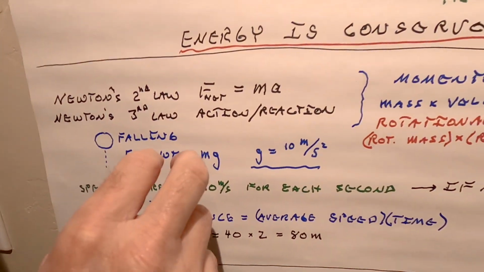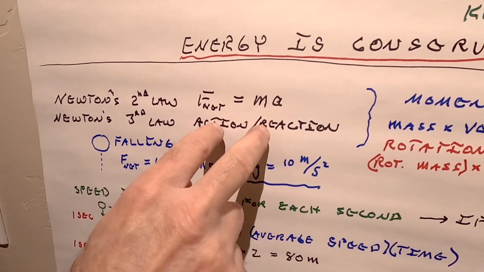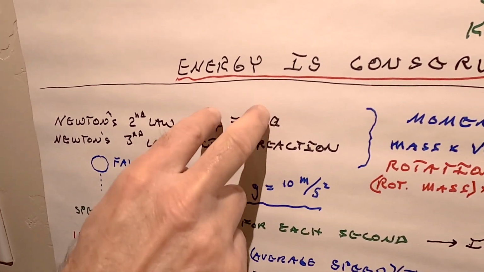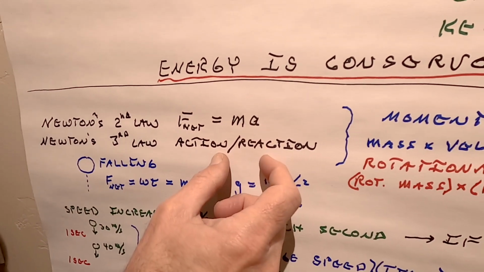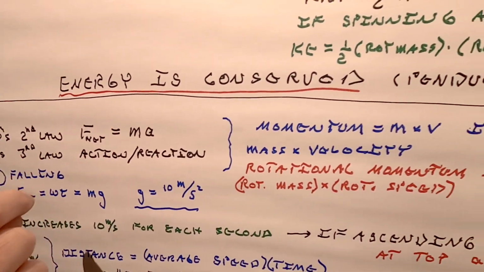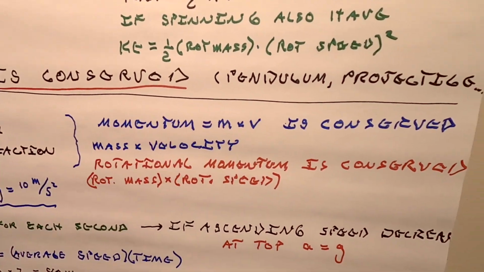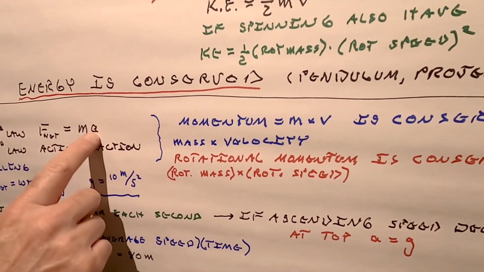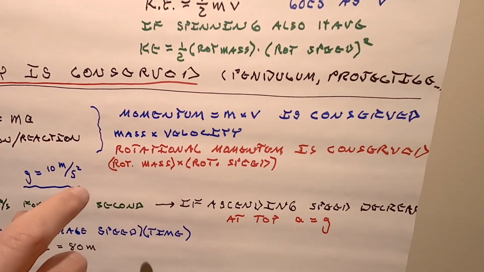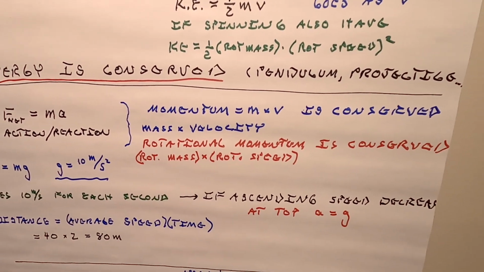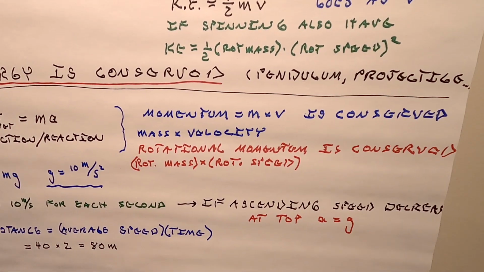Okay, and now, from these two statements, Newton introduced a concept called momentum, which is mass times velocity. And because of these two statements, this mass times velocity is also conserved. That is, you cannot create momentum, you cannot destroy momentum.